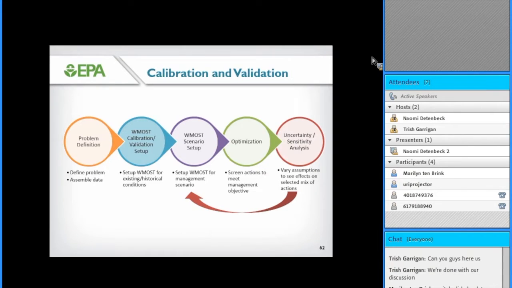So we had defined our problem. We went to this item in purple, did a WMOST scenario setup. We optimized. We looked at the results. Vicki discussed some of the other scenarios you may want to run and sort of repeat the process to look at the sensitivity of the results to the assumptions and the input data. We skipped over an important topic, which is calibration and validation of the WMOST setup.